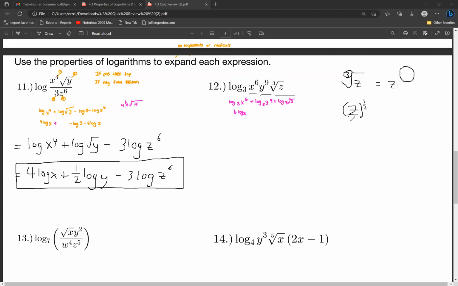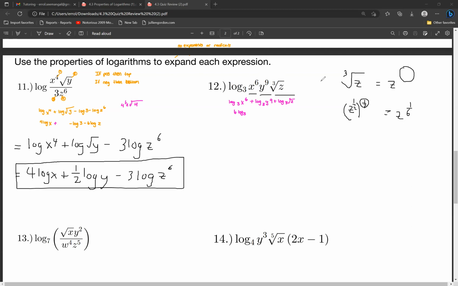Let me think about this. I'm thinking, is it 3 over 2? Let me think about that one. This is the z to the half, right? Z to the half raised to what exponent would go right here? 1 over 3. So then this is z to the 1 over 6.